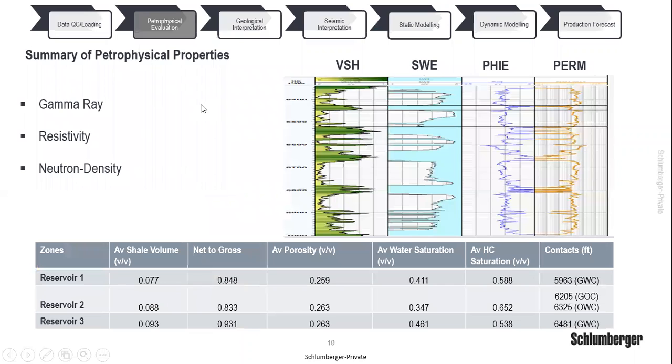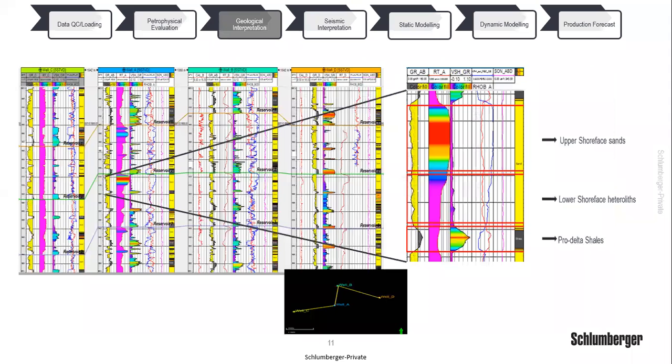Thank you. So, for the petrophysical evaluation, everything we did here was on Techlog, which, like I said before, is proprietary to Schlumberger. What we use here is Petrel for the geological interpretation, where we're able to distinguish three different facies in terms of environment of deposition: upper shore face sand, lower shore face petroleum, and pro delta sand.